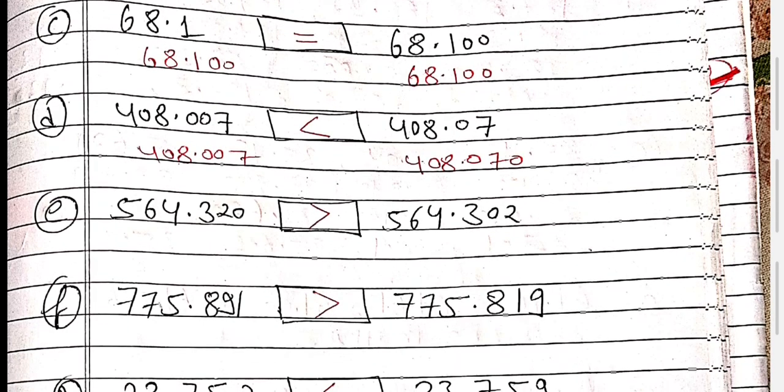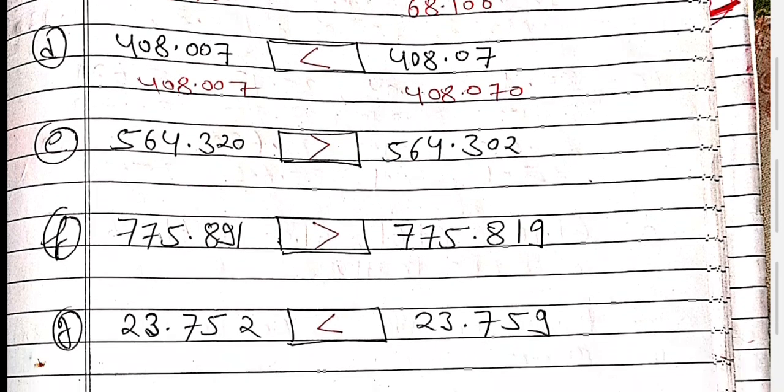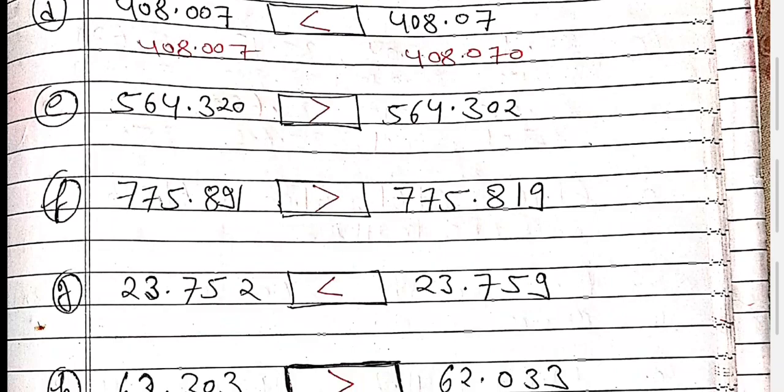Now one has three decimal places, the other has two, so increase a 0, it becomes three decimal places. Now just do the comparison, 408, 4087, they are the same. Now 007 or 070 is more, so it is less, so you have to write here less than. Now just see here, both are the same, 320, 302, 320 is greater, so write here the greater than sign. Now 77577 both are the same, 891, 819, so it is greater than.